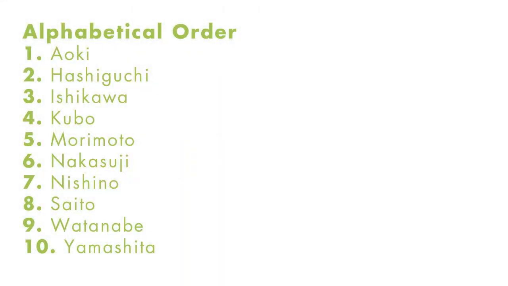I'm going to put a screen up in a minute, but first I'm going to show them to you in alphabetical order, so what we would use in English-speaking countries. The first one is Aoki, Hashiguchi, Ishikawa, Kubo, Morimoto, Nakasuji, Nishino, Saito, Watanabe, Yamashita. So this is alphabetical order. You go A, B, C, D for the first letter and then the next letter.